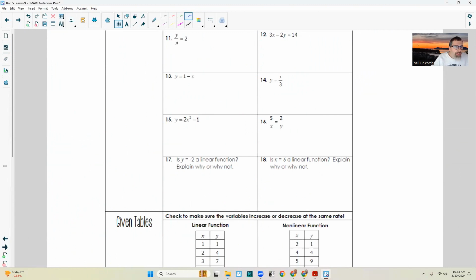So in this case here, I'd have to multiply both sides by x. So to get those, I'd get y equals 2x. So therefore, this is linear.